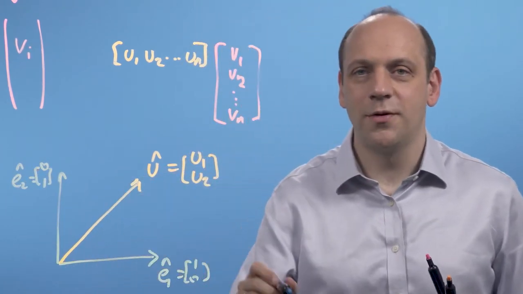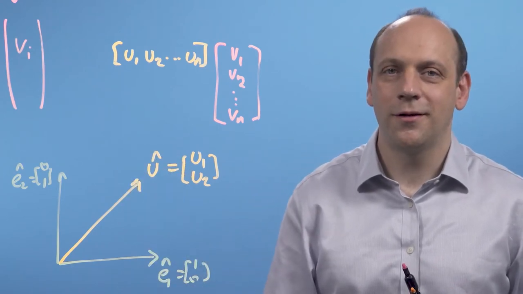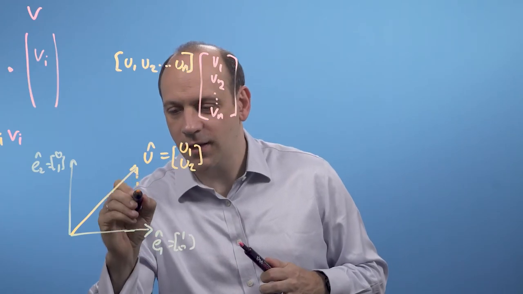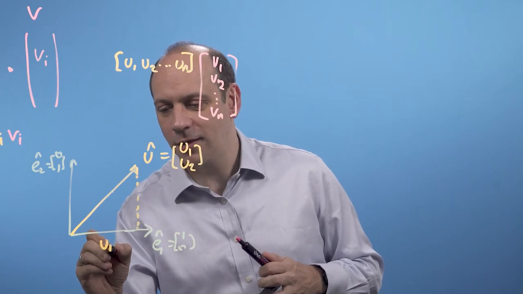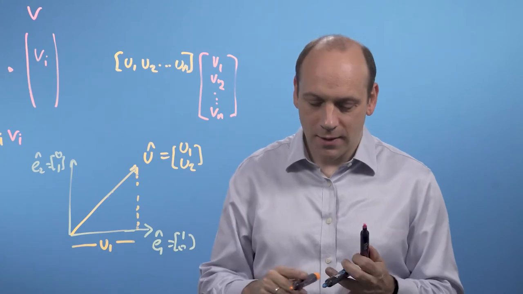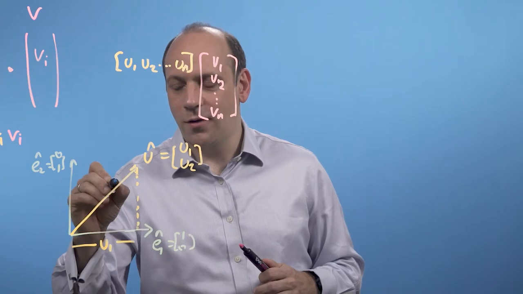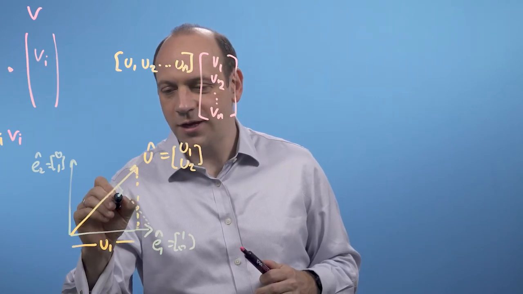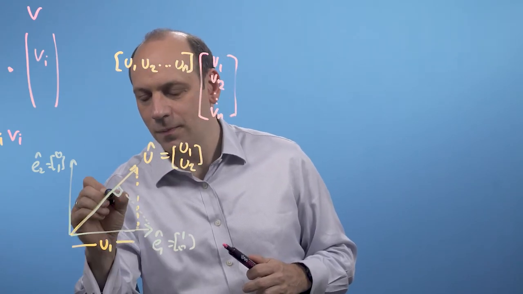Now let's think about what happens when I dot U hat with E1, when I do the projection of U hat onto E1. So when I drop U hat down onto the axis here, when I do the projection of U hat onto E1, I'm going to get a length here just of U1, just of the x-axis element of U hat. Now what happens if I drop, project E1 onto U hat? Well, I'm then going to get this projection, and I'm going to get a length here, this projected length here.